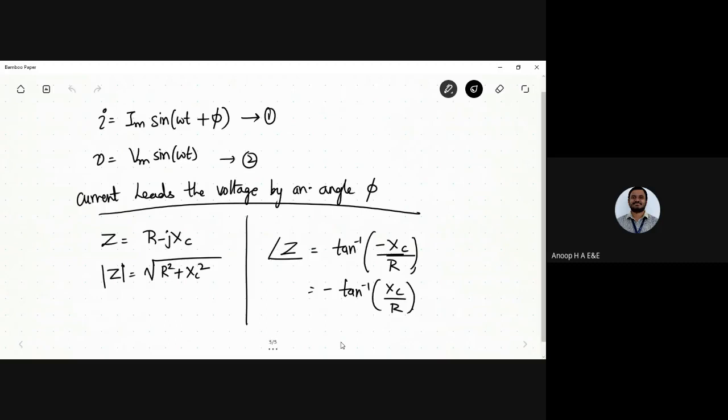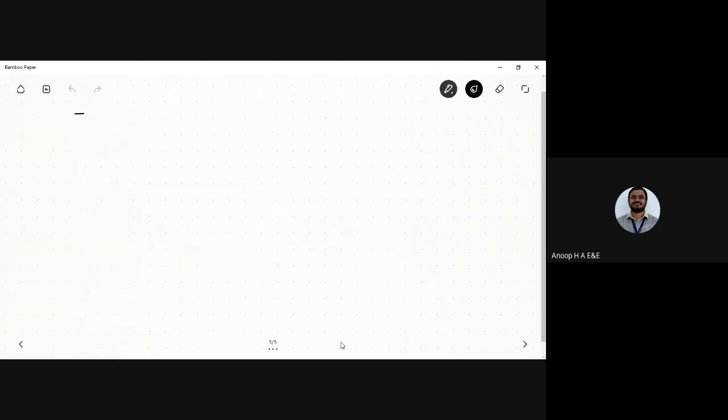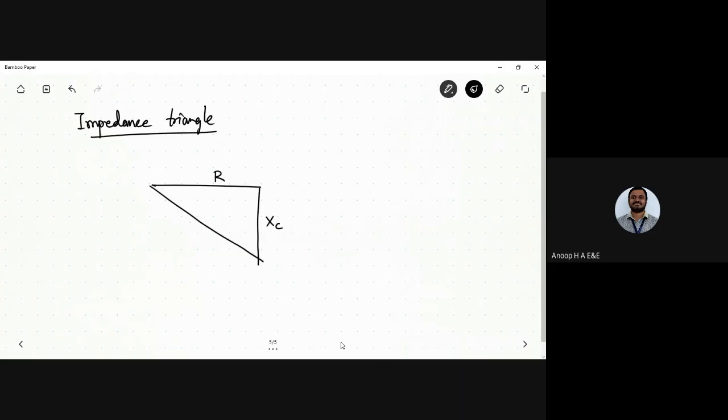Now the impedance triangle would look like this. I can have R, this is XC, and this is Z. This is the angle phi, with the minus here. This is the impedance triangle for an AC series RC circuit.